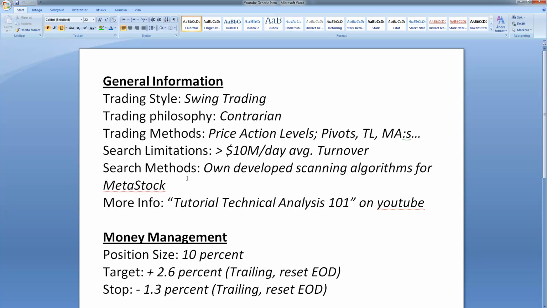If you want to know more information, take a look at my tutorial Technical Analysis 101 on YouTube for the background and philosophy and psychology behind price action levels. Regarding the money management, I use a position size of 10% at the moment. I get a target of 2.6%. It's a trailing target, reset end of day. My stop is minus 1.3%. It's a trailing stop, reset end of day.